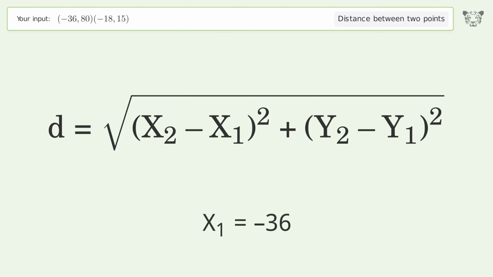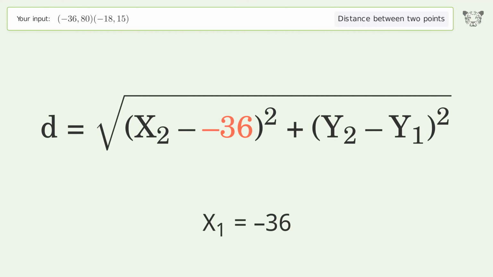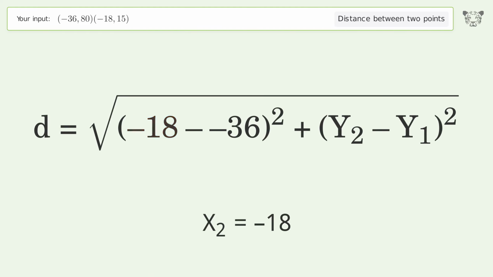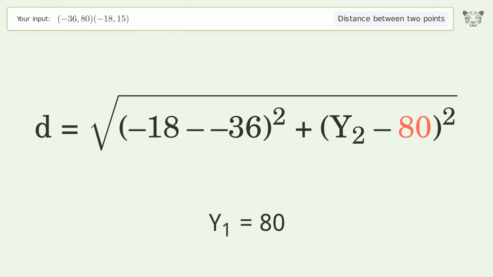x1 equals -36. x2 equals -18. y1 equals 80. y2 equals 15.